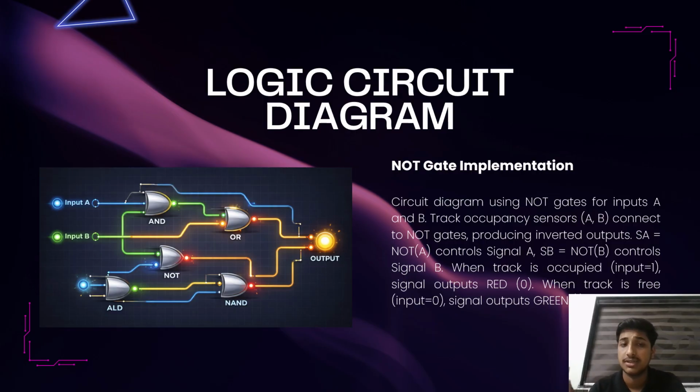Now we will study the logic circuit diagram using NOT gate implementation. Circuit diagram using NOT gates for input A and B. Track occupancy sensor A and B connect to NOT gates, producing inverted outputs.